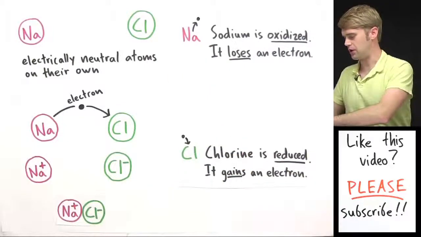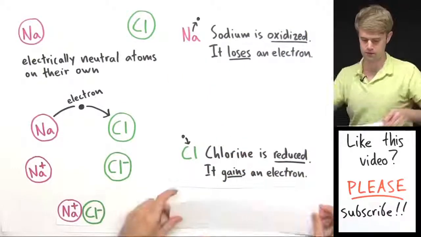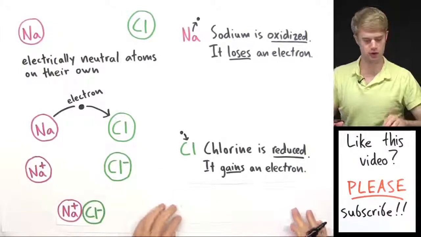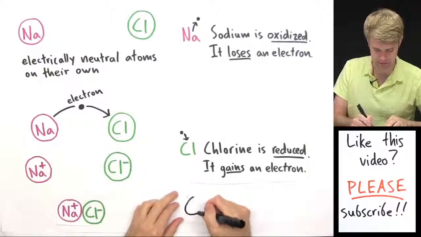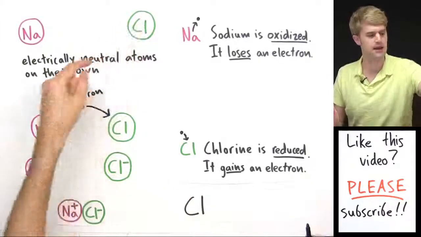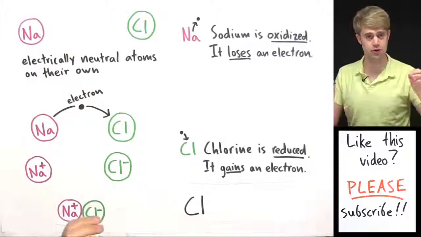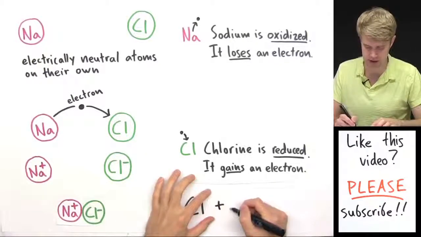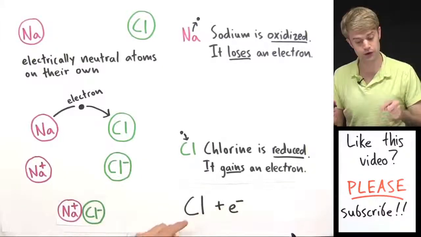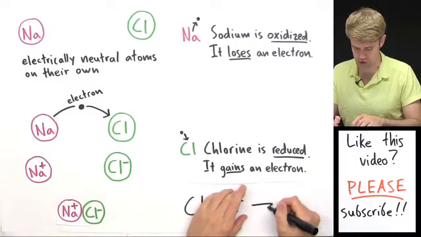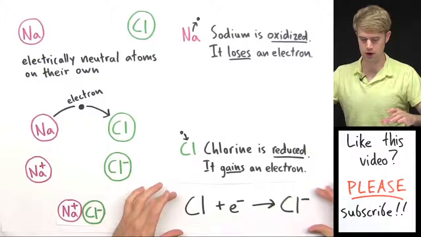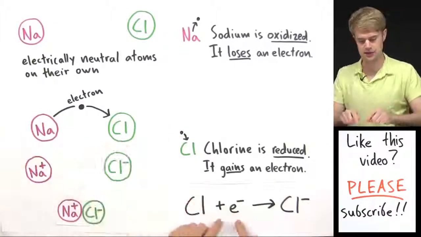So let's start out here with chlorine. I want to write a chemical equation that shows the reduction of chlorine. So I'm going to start out with Cl here. This is neutral chlorine. It doesn't have any charge. And then it receives an electron. So to write an equation for that, I'm going to write plus e minus. e minus is a symbol we use for electrons. So Cl, neutral chlorine, plus 1 electron gives me Cl 1 minus. So this is the equation for the reduction of chlorine, for chlorine gaining this electron.